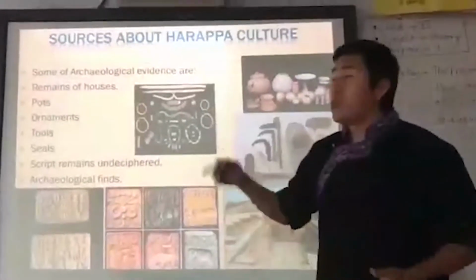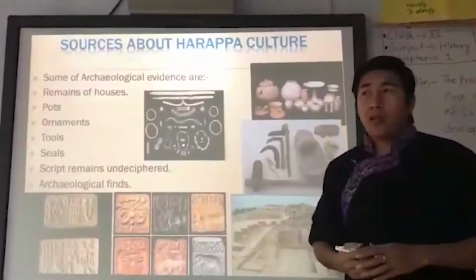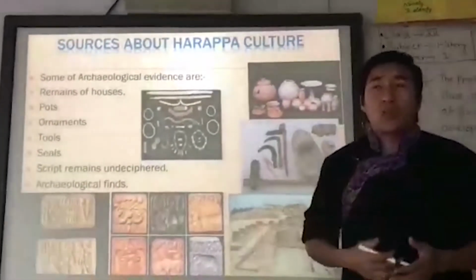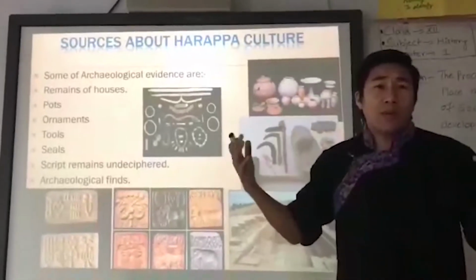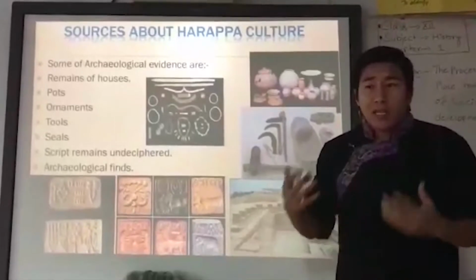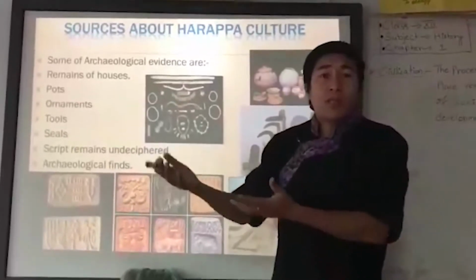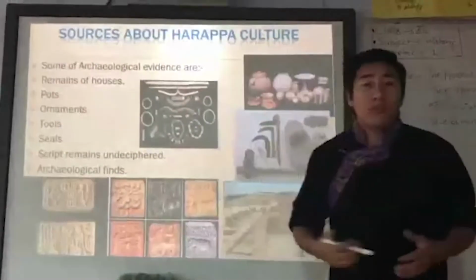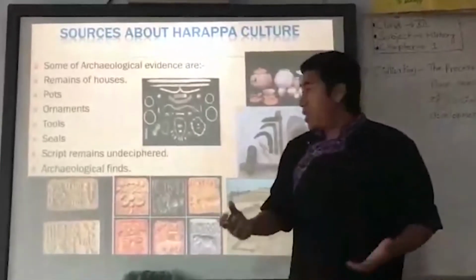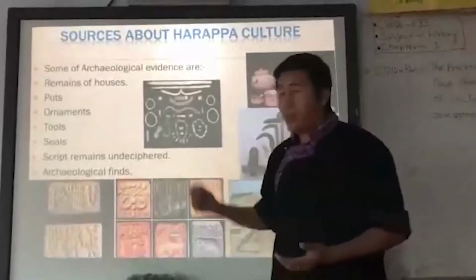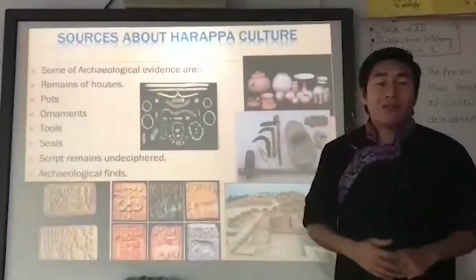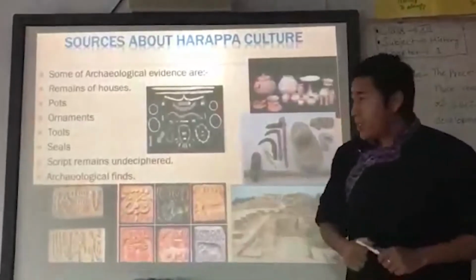If you look at the Mesopotamian civilization, which you have studied in class 11, why do we have lots of information about it? Because the historians or archaeologists are able to read the Mesopotamian script. In the case of Harappan culture, historians are not able to read the Indus Valley civilization script, so we have less information about it.